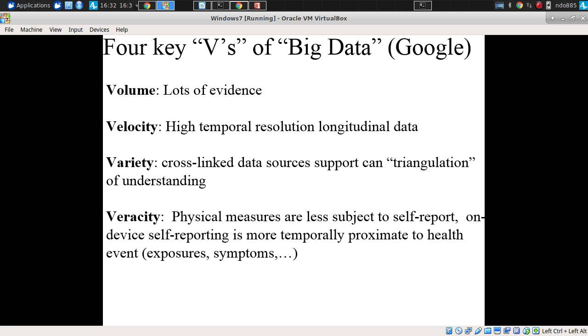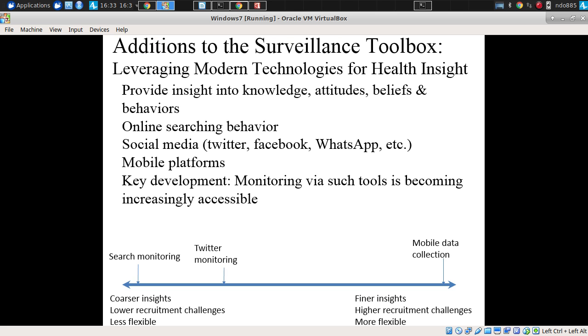there's an issue of veracity. This last one is often misunderstood. It's not to say that each data point gathered is necessarily incredibly accurate, but collectively, the data that's collected via these elements of big data often gives a very compelling understanding of certain aspects of what's going on, where you are. Could be aspects of who you're with, could be aspects of your physical activity context. And collectively, these measures are often less subject than self-report to incompleteness and to confabulation. And the data is often much more temporally proximate to certain health events of interest, certain exposures or symptoms, etc. So I'd like to give a flavor of some of these data sources.